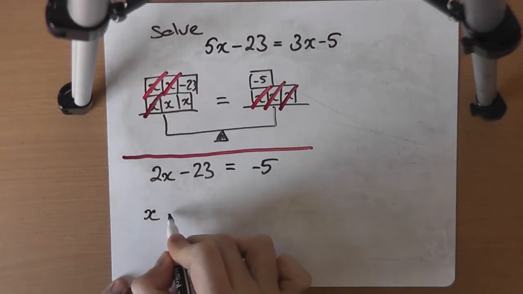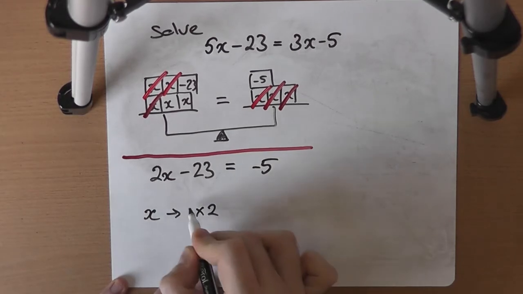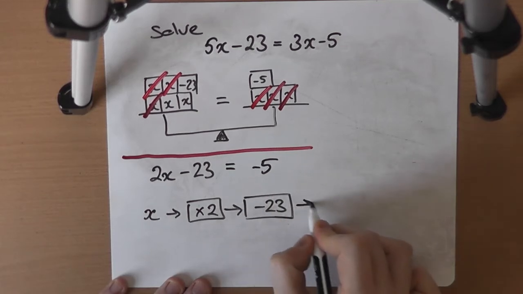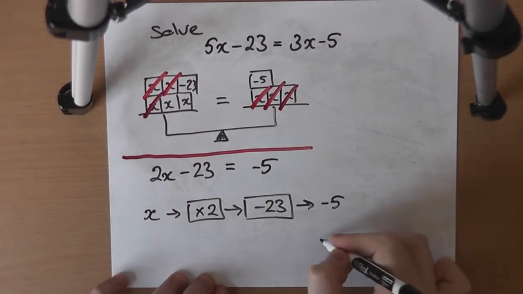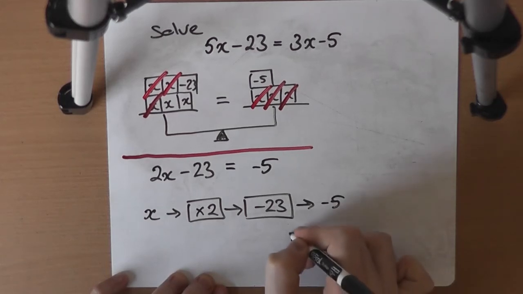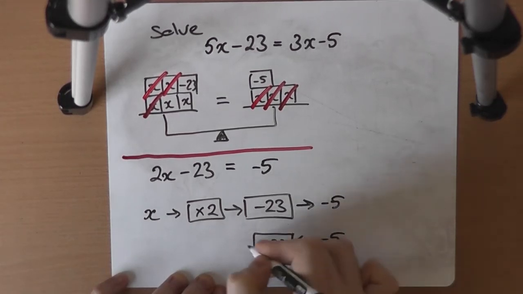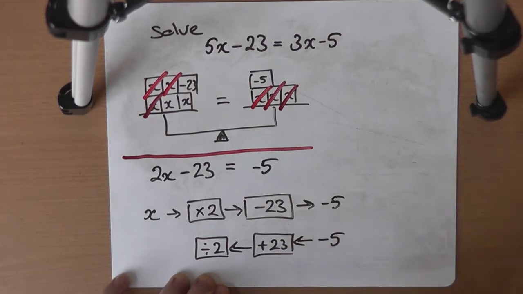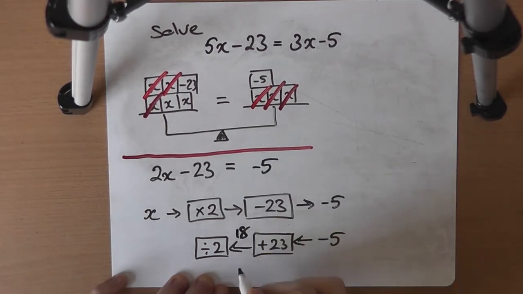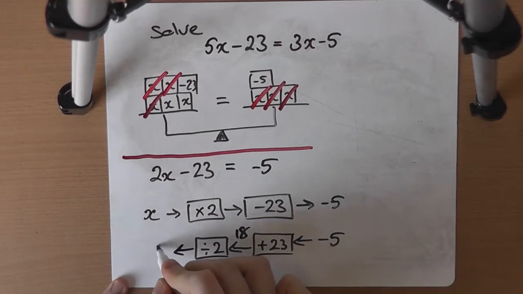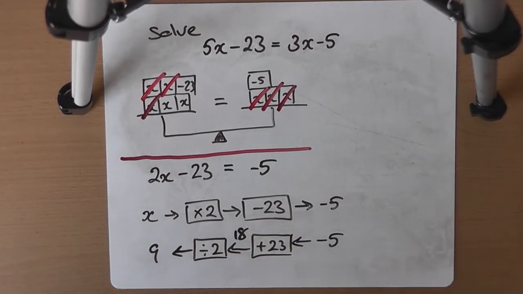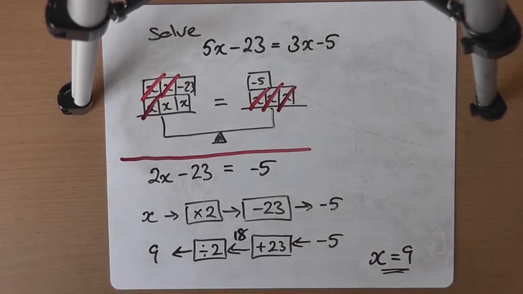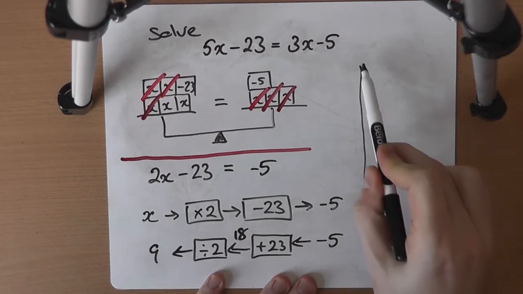So we set up a function machine. X goes in. The very first thing we do to the x is we times it by 2 to make it into a 2x. Then we have to take off the 23, and that spits out an answer of minus 5. If we're going to reverse that function machine, the minus 5 goes back in. The minus 23 becomes an add 23. And the times by 2 becomes a divide by 2. Minus 5 add the 23 will come out at 18, and 18 divided by 2 gives us 9. So we are suggesting then that the input x and the input 9 must be the same, and that x equals 9.